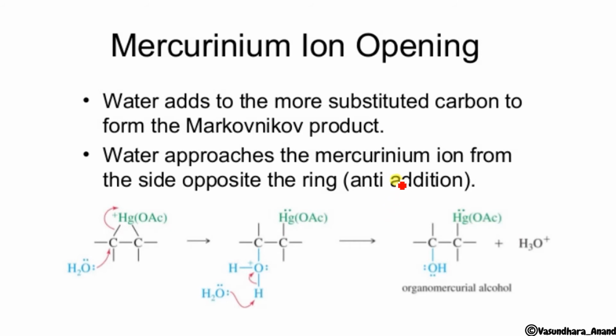Now mercurinium ion opening. How does it open? Water, which I have already shown you here, adds to the more substituted carbon to form the Markovnikov product. The more substituted carbon is where water attacks, but here both are the same, so it can attack on any carbon. Water approaches the mercurinium ion from the side opposite to the ring. That is also an important point: anti-addition occurs over here. So this will form like this.